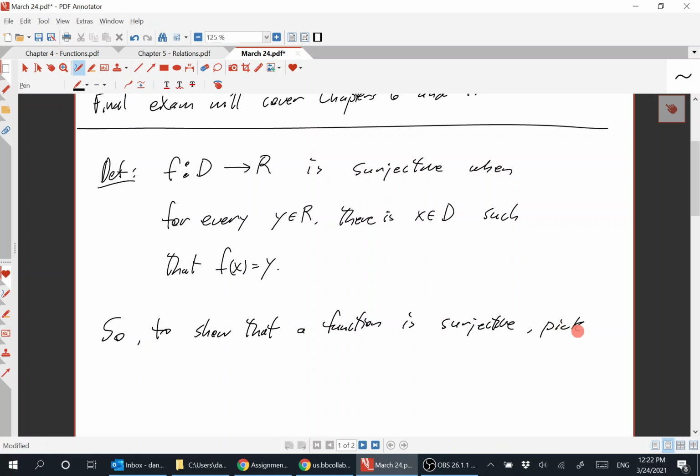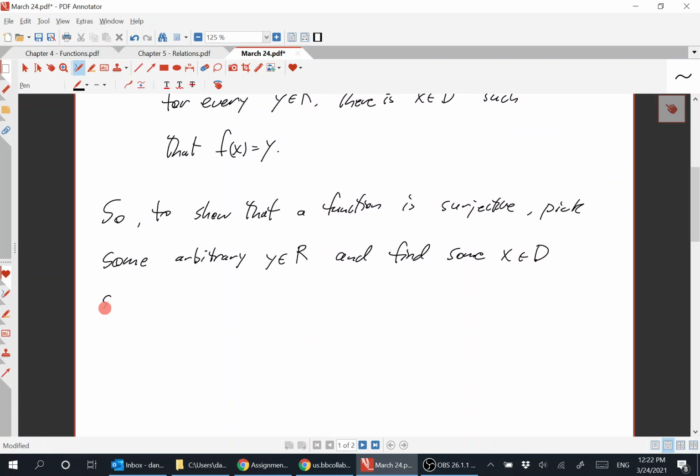Okay, pick some arbitrary y in the range and find the x. Find some x in the domain such that f of x is equal to y. Now you can't name y. y just has to be an arbitrary thing in the range.